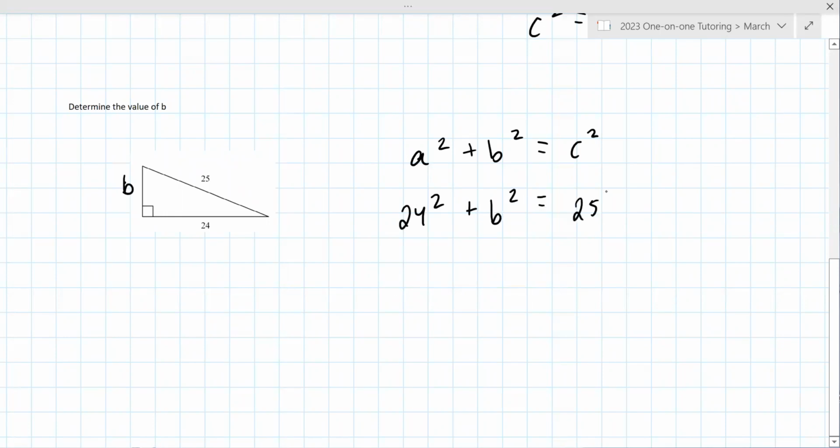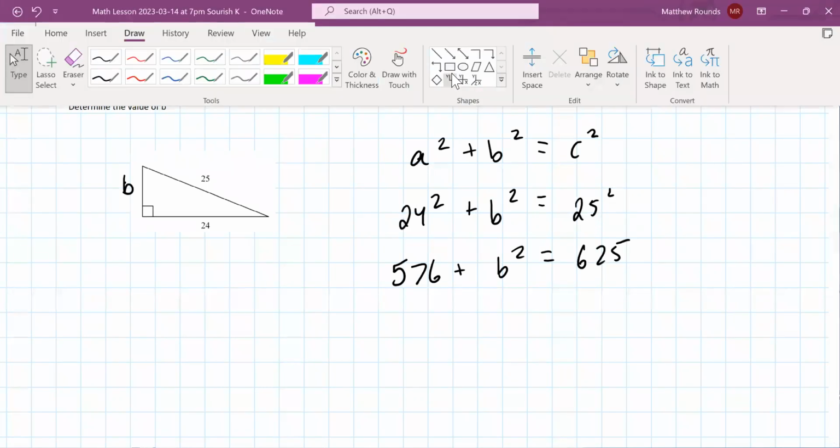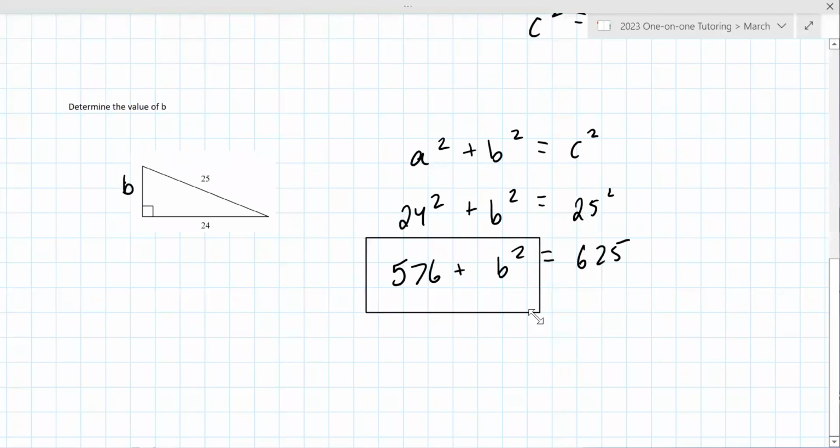25. Okay, what is 24 squared? 24 squared. Yes. 24 squared. That is 576. Okay, very good. What is 25 squared? 576. I mean, no, 625. Okay. Now look at the side with B squared.